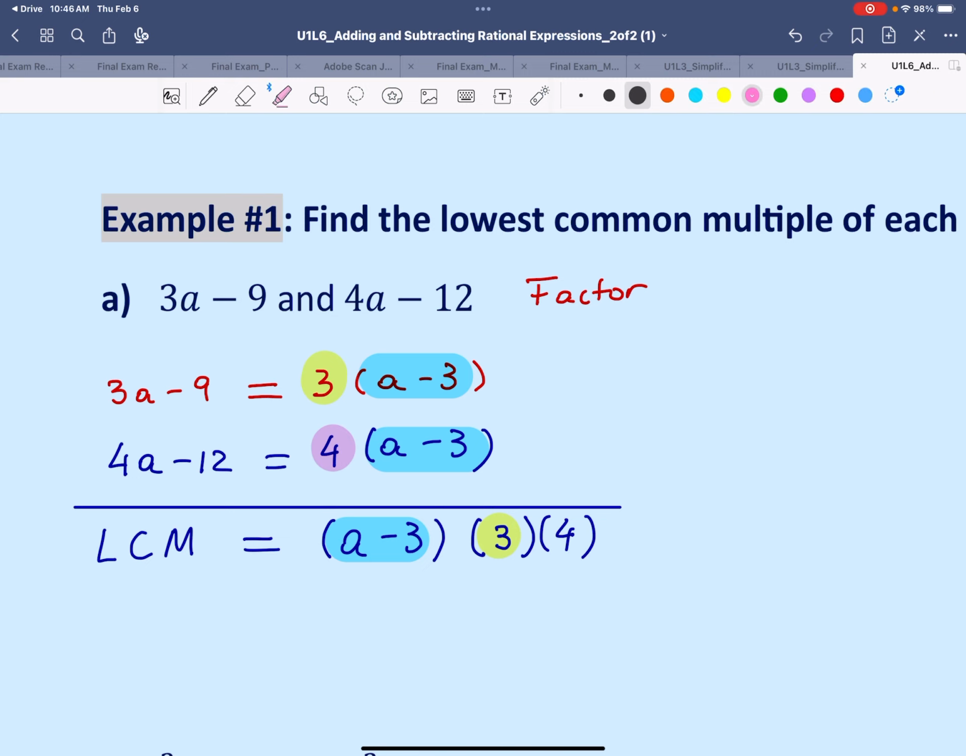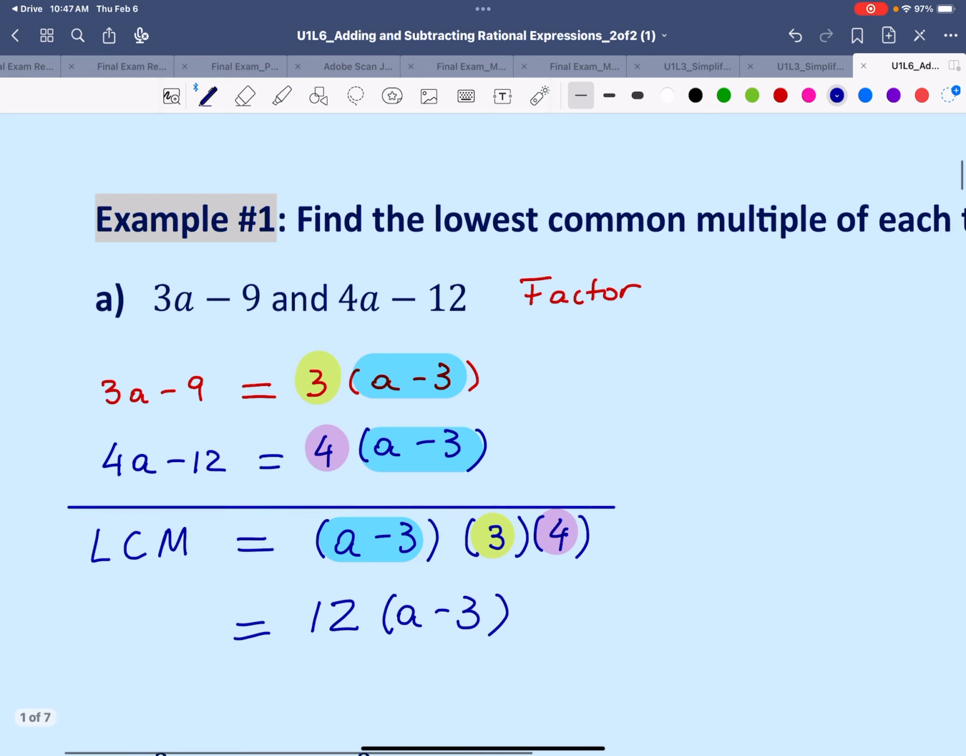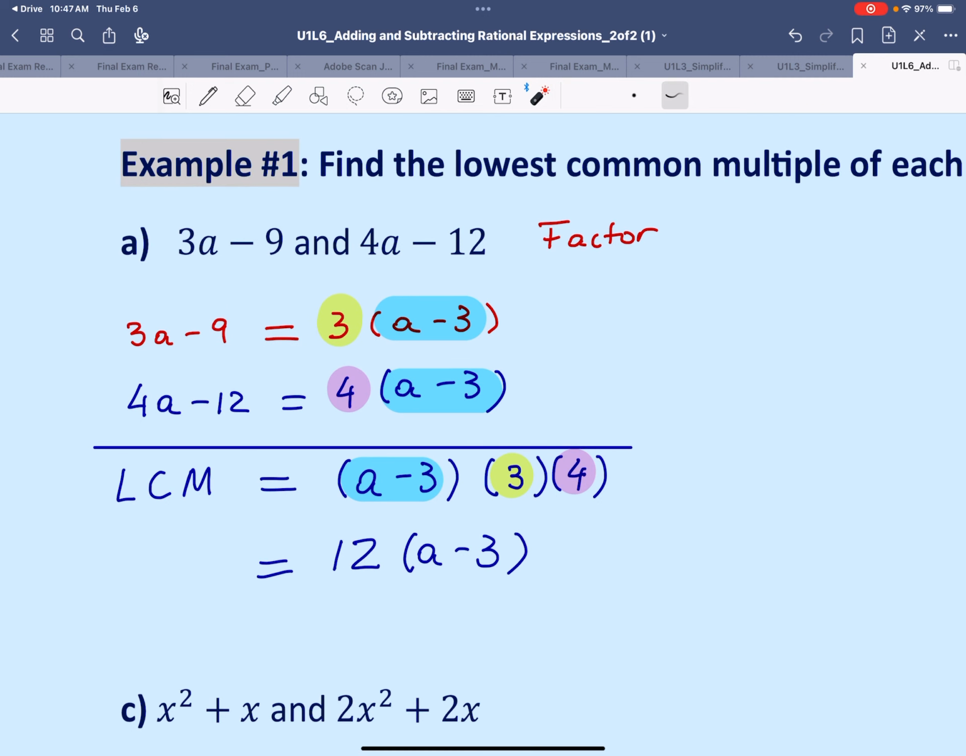The lowest common multiple in our case will be a minus 3 times 4 times 3, and we like to combine the numerical monomials, 4 and 3, so 12 times a minus 3. This would be the lowest common multiple of 3a minus 9 and 4a minus 12. What that means is that the lowest common multiple, 12 times a minus 3, is divisible by 3a minus 9, so it divides evenly into it.